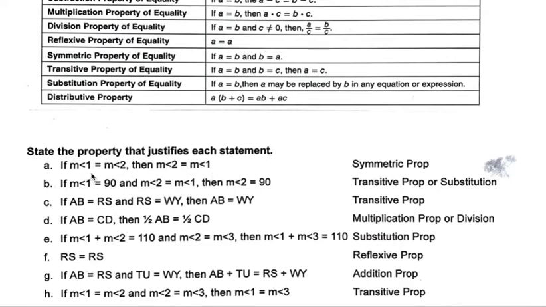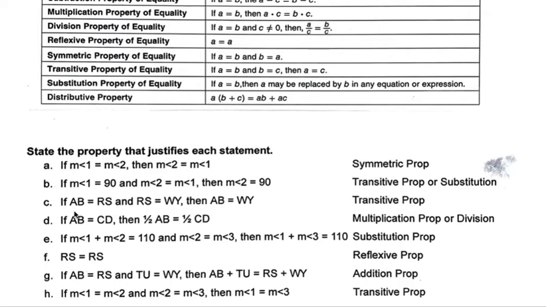If the measure of angle 1 equals the measure of angle 2, then the measure of angle 2 equals the measure of angle 1. I talked about that. That's a no duh. It's up here at the symmetric property: if A equals B, then B equals A. You just switch them. If the measure of angle 1 equals 90, and the measure of angle 2 is equal to the measure of angle 1, then the measure of angle 2 equals 90 degrees. That's transitive. Suppose you can also call it substitution. That's why I have both written down. But transitive is really the one I think makes the most sense.